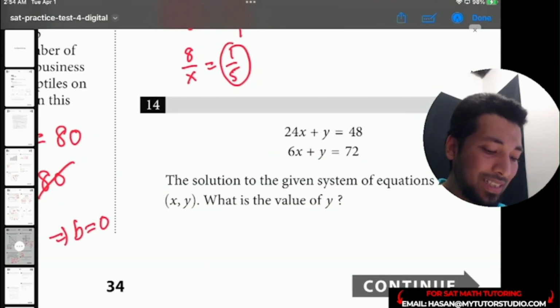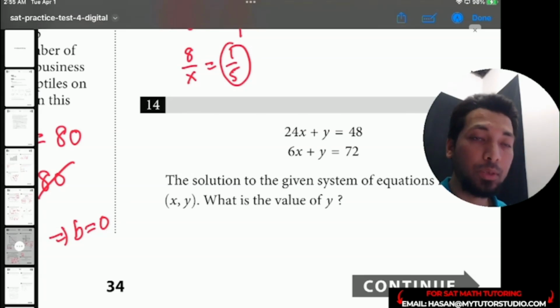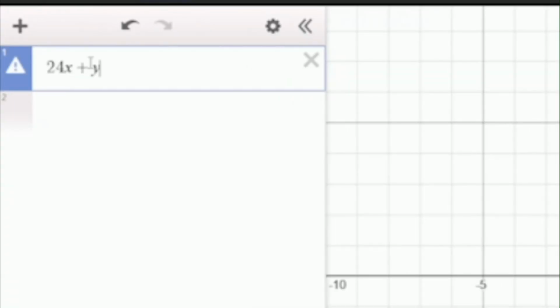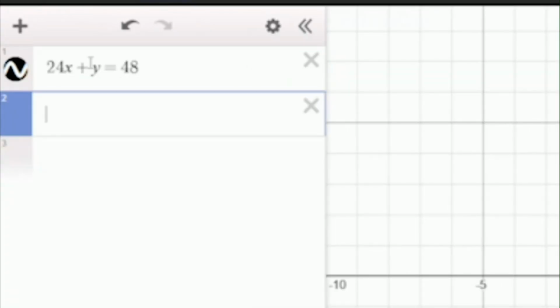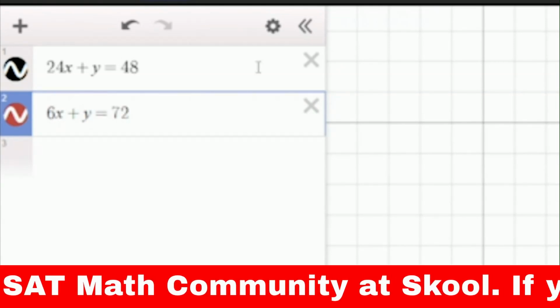The solution to the given system of equations is x comma y. What is the value of y? So we see that this is a system of equations. We can simply use Desmos to solve this problem. So the first equation is 24x plus y is equal to 48. And the second equation is 6x plus y is equal to 72.